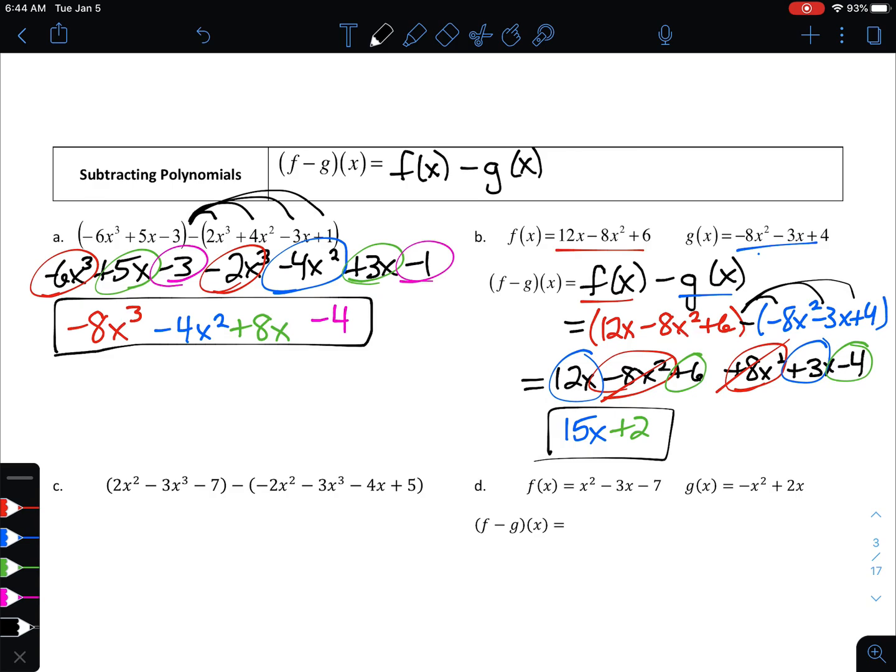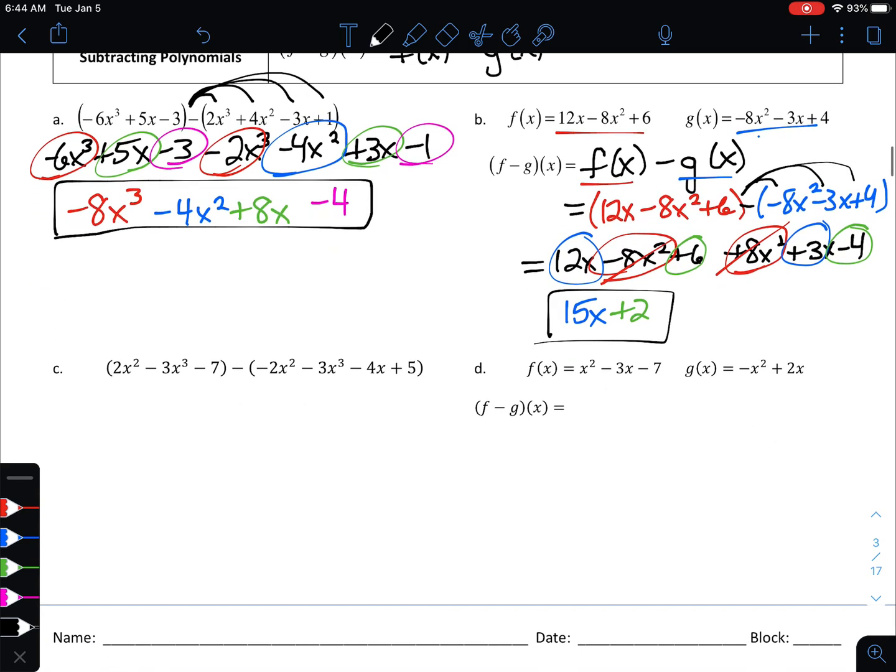All right, let's take a look at 2 more examples, and then we should be done with this section. So in our next example, again, we're going to kind of start it the same way. Let's go ahead and distribute our minus sign. So that's a positive 2x squared, a positive 3x cubed, a positive 4x, and a negative 5. Again, the first parentheses, just go ahead and copy down. Nothing to change there.